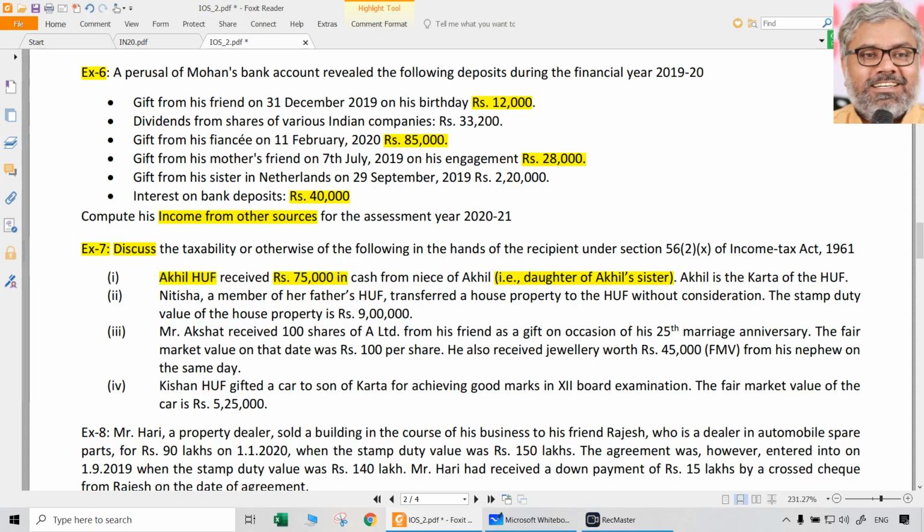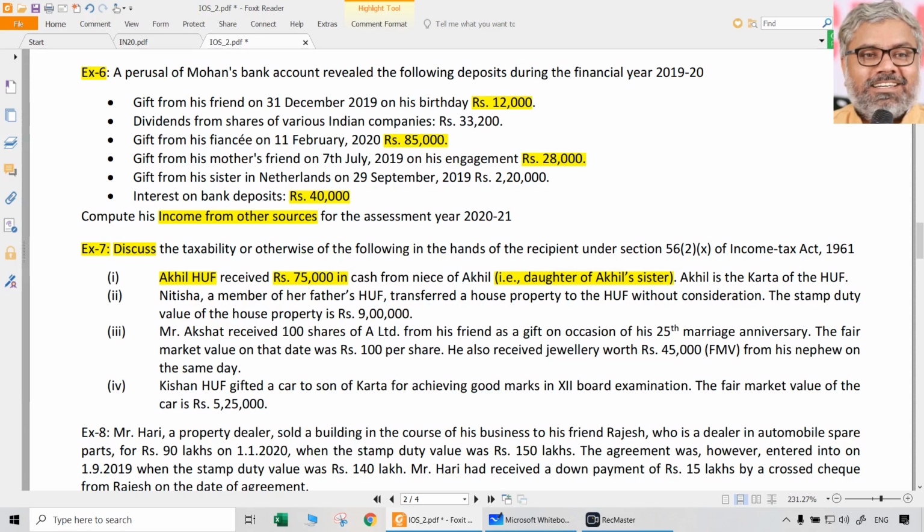Here, the recipient is the HUF, not Akhil. So we have to understand that the gift should have been received from a member of the HUF. Here, relation and all should not be checked. Only member of HUF is the only thing. For HUF, who is a relative? Member of HUF. Is the niece of Akhil a member of Akhil's HUF? No. And that means the entire amount is taxable since it exceeded 50,000.